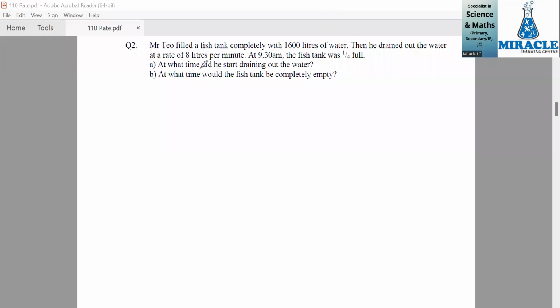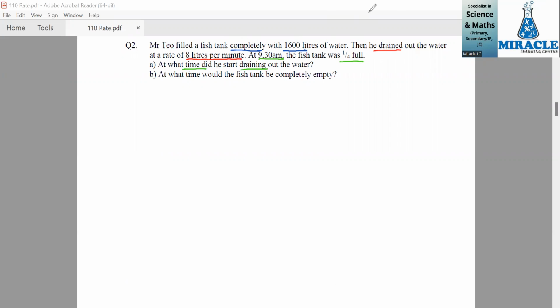Question 2. Mr. Teo filled a fish tank completely with 1,600 liters of water. Then he drained out the water. So he drained at a rate of 8 liters per minute. At 9:30 a.m., the fish tank was 1/4 full. So at what time did he start draining out the water?